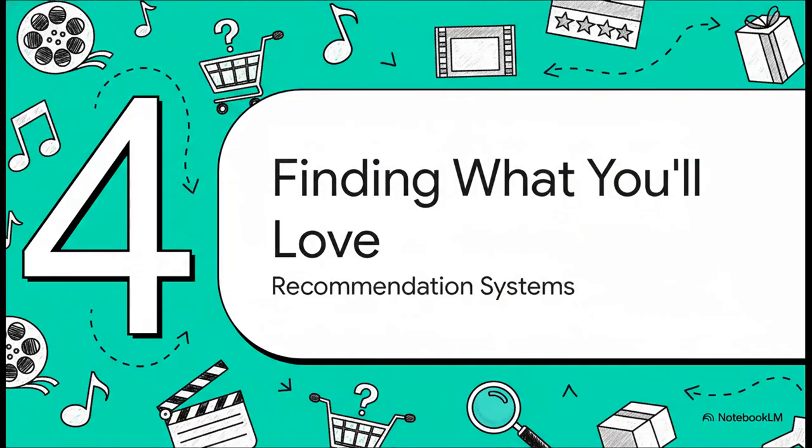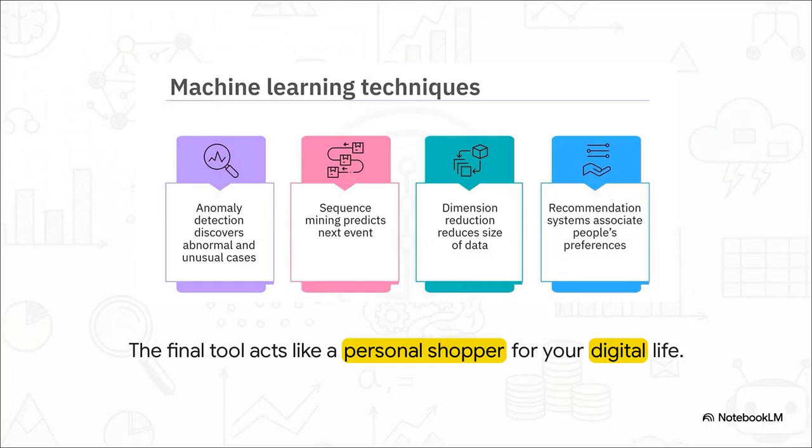All right, on to our final tool. And this one is all about solving a problem we all have, the problem of too much choice. In a world with millions of songs, movies, and products, how on earth do you find the few that are absolutely perfect for you? Our final tool is the recommendation system. And you can really think of this as your own personal shopper for your entire digital life. It learns your tastes and then goes out and finds other things it just knows you're going to love.